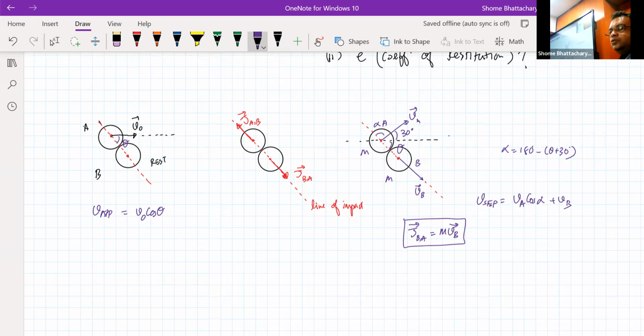So to get these things, now E will be equal to the ratio of separation to approach velocity. To get this, we need to first find out how much is VA, how much is VB. They're the same in magnitude, but how much is also theta. Only then we can calculate all these things. So where will this come from? This all will come from conservation of momentum.